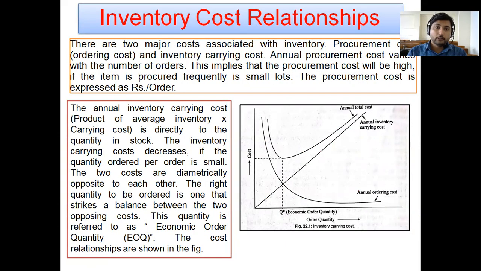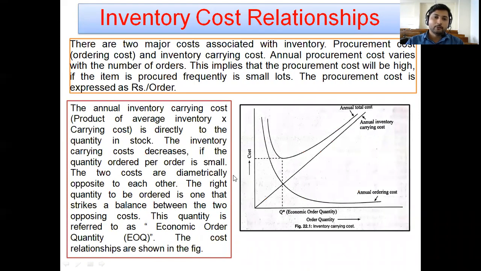Now, the next point is the inventory cost relationship. This point is very important, and we need to understand it. First of all, we are tackling two different costs. There are two major costs associated with the inventory. One is the purchasing cost, also called the ordering cost. Whatever money the industry spends to order the material is called the ordering cost.